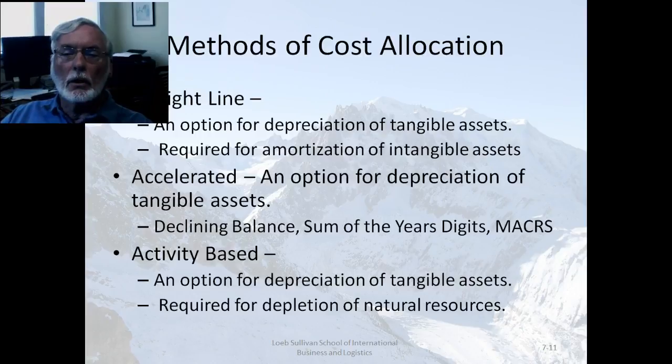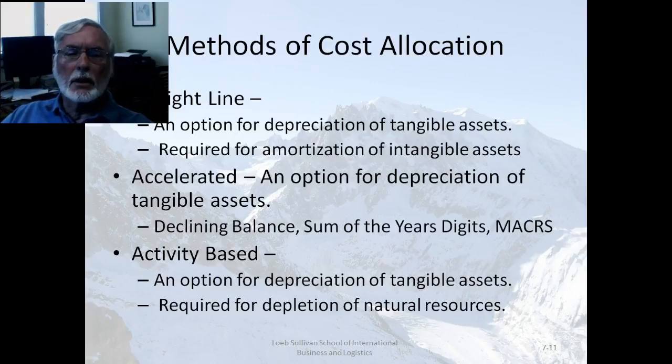So there are lots of different kinds of accelerated methods. I'm not going to ask you to learn them. The most common one is called double declining balance. There's also 150% declining balance that's acceptable, and the sum of the year's digits method. And then we'll talk a little later on about MACRS, which is the IRS accelerated method. It stands for Modified Accelerated Cost Recovery System. That's a mouthful.